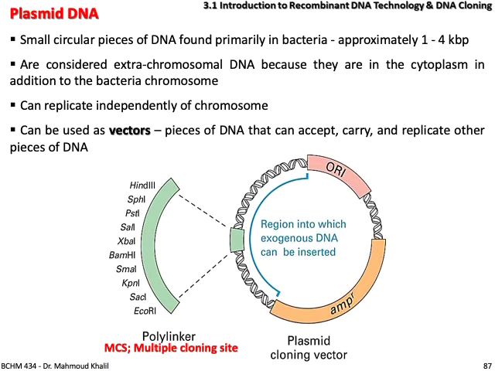Let's start with the multiple cloning site, MCS, or the polylinker. It's a sequence of DNA that has the restriction sites for these enzymes. This is the region where the gene you want to insert into the plasmid is inserted.